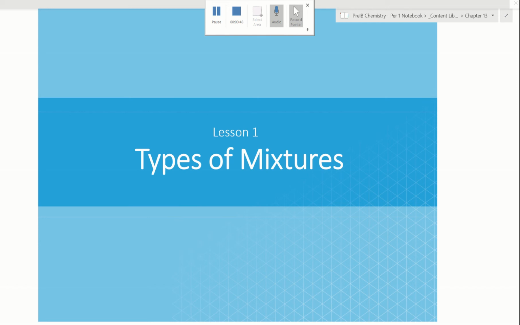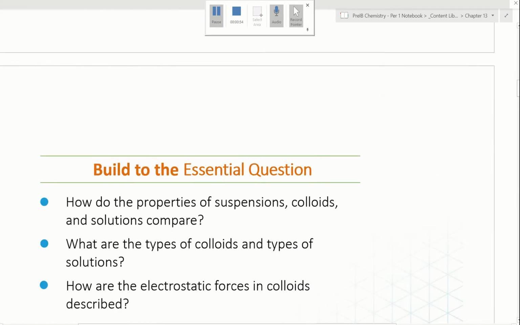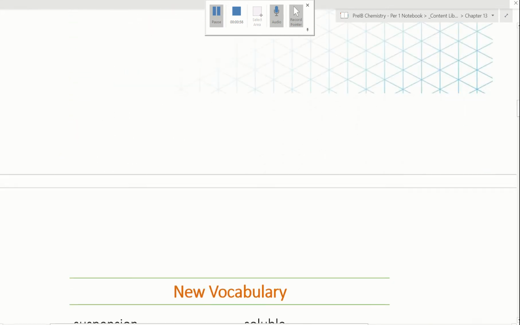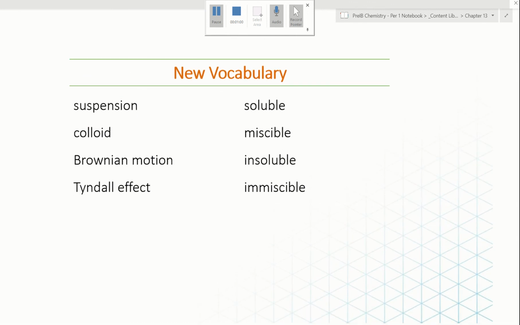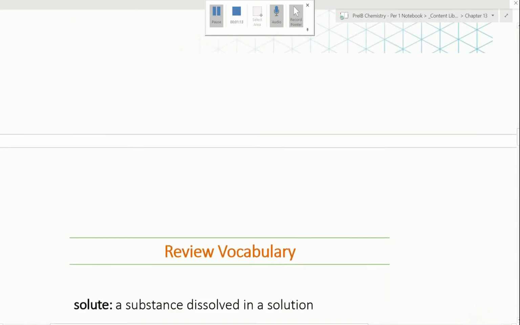So we're looking at types of mixtures. This one's going to be pretty short because we've already learned a lot of this stuff. All right. This is going to look very similar to what we've done during the school year. Here's some new vocabulary, and you should know all of these terms. All of these terms will probably show up on your homework assignment that goes with this lesson, but we'll talk about each one of these individually.